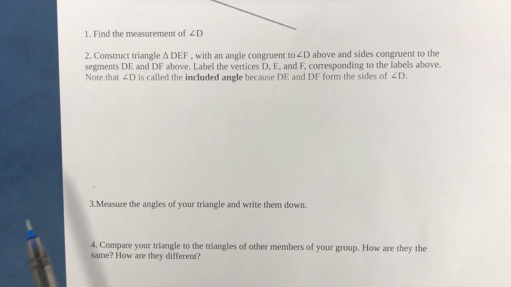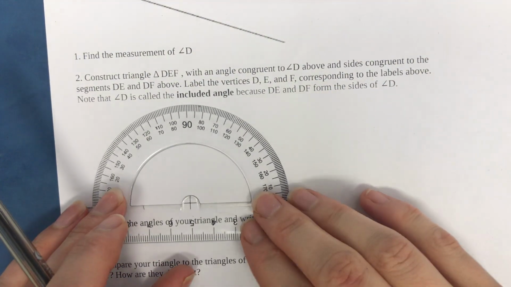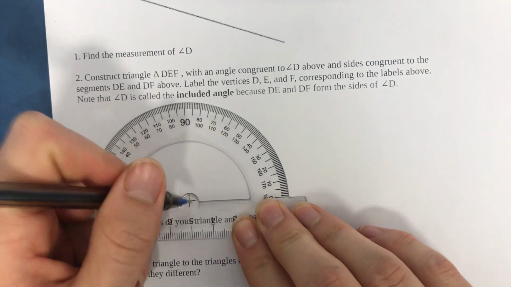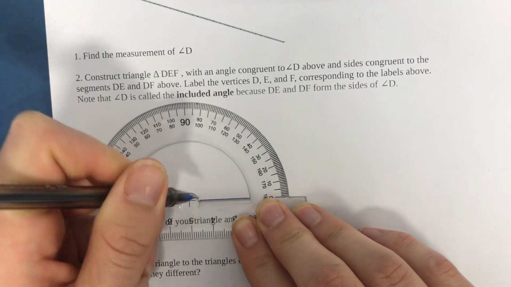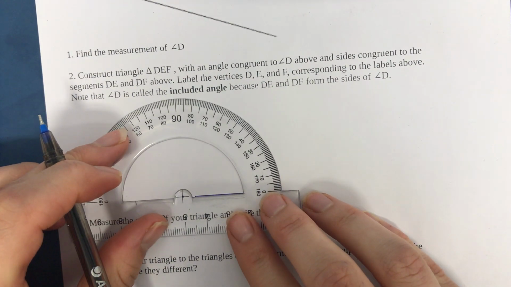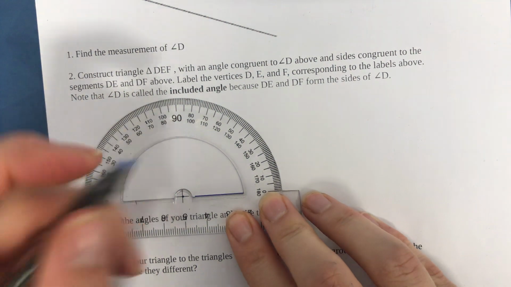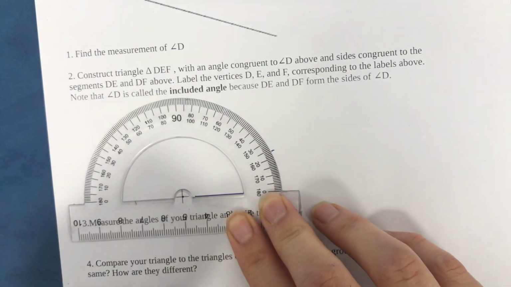Okay, so we're gonna construct triangle DEF. So first what I'm gonna do is just get my 24 degrees. So here, let me put my little vertex there. That looks about accurate. And then I want to draw a line at 24.